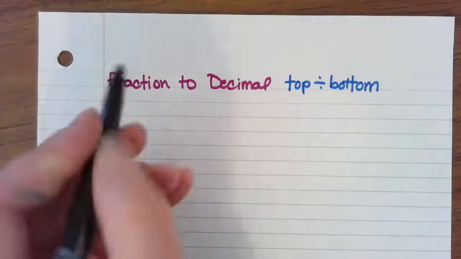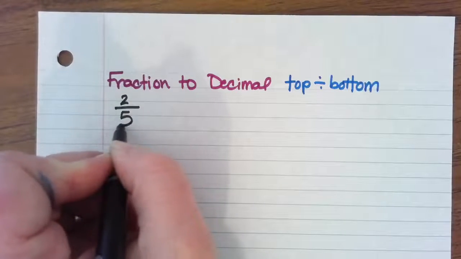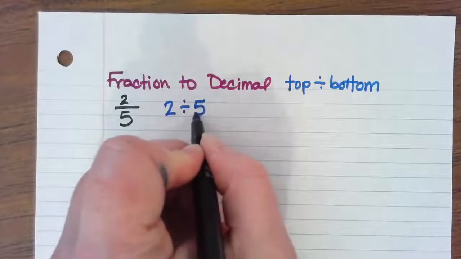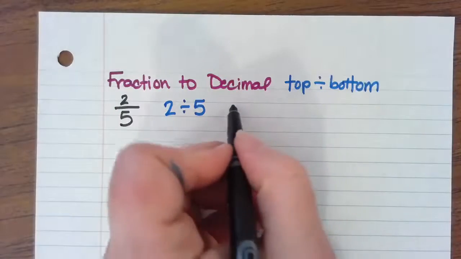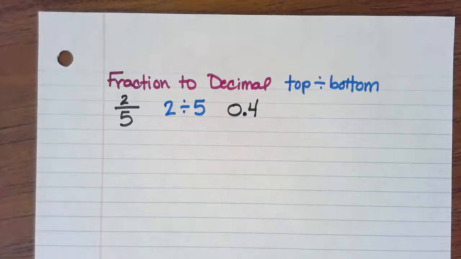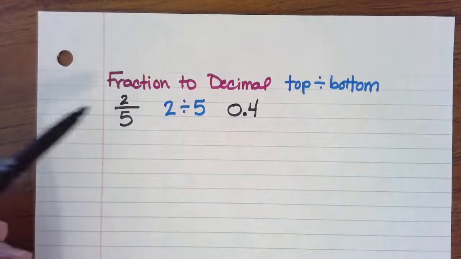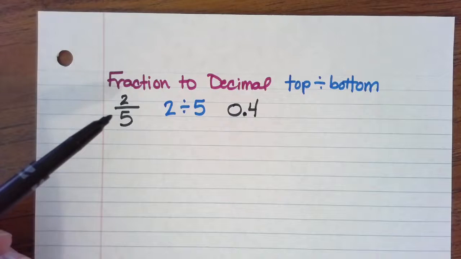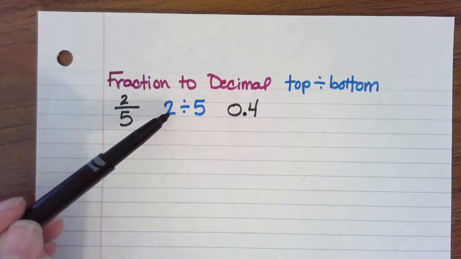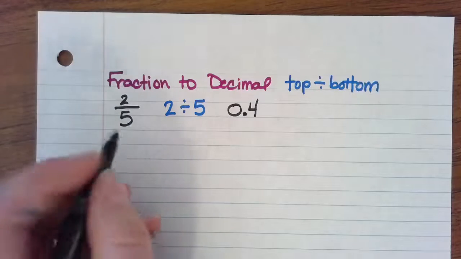So for example, if I had 2/5, all I type into my calculator is 2 divided by 5, and I get out 0.4. That's it. In younger grades, maybe you looked at making this a denominator of 10 or a denominator of 100. That's possible, but we don't need to do that for now. All you have to do is put 2 divided by 5 in your calculator.